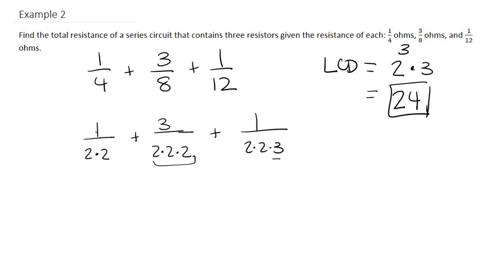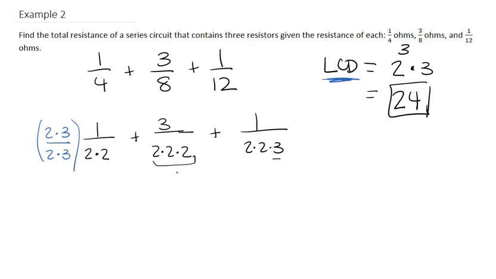Now, when we go back to our problem, we need to multiply by missing factors. So when we look at our least common denominator and we look at this one, we notice we're missing a 2 and a 3. So we're going to multiply both the top and the bottom by 6, or 2 and 3, which is 6.